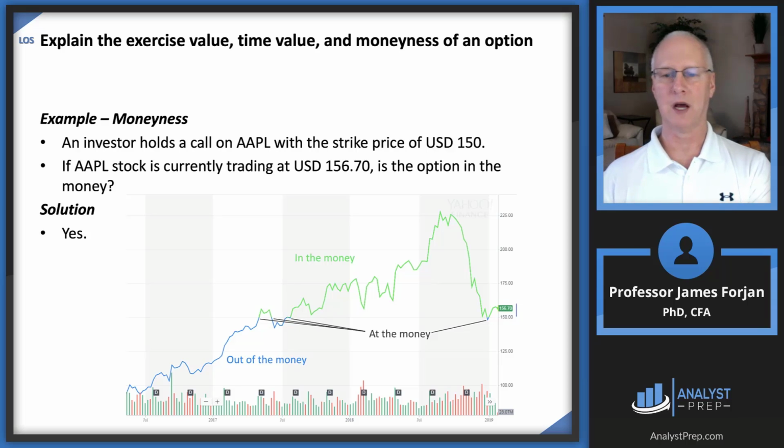And so here's a good time relationship. Notice we have time on the horizontal axis and then prices on the vertical axis. So what was our exercise price? 150. So anytime the stock price is below 150, it's out of the money. Anytime it's at 150, it's in the money. I'm sorry, anytime it's at 150, it's at the money. And anytime the stock price is above 150, it is in the money.